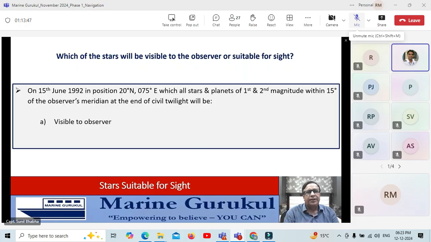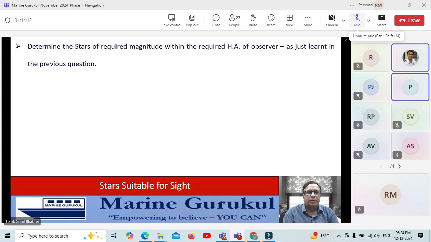On 15th June 1992, in position 20 degrees north, 75 degrees east, which all stars and planets of first and second magnitude within 15 degrees of observer's meridian at the end of civil twilight will be visible to the observer and suitable for taking sight. I'm sure you'll agree with me that the first step shall be to make a comprehensive list of all stars and planets which meet the given requirement of magnitude and hour angle.